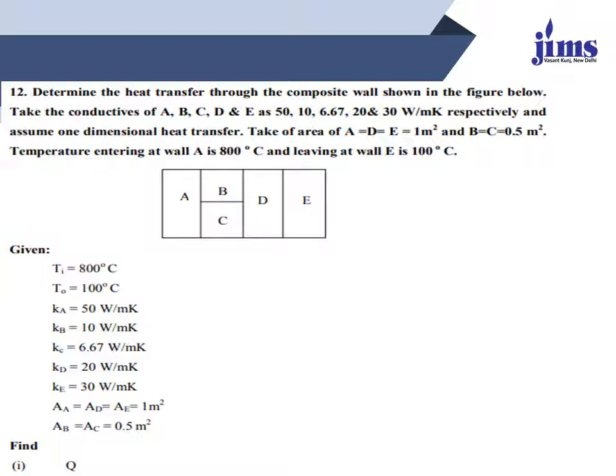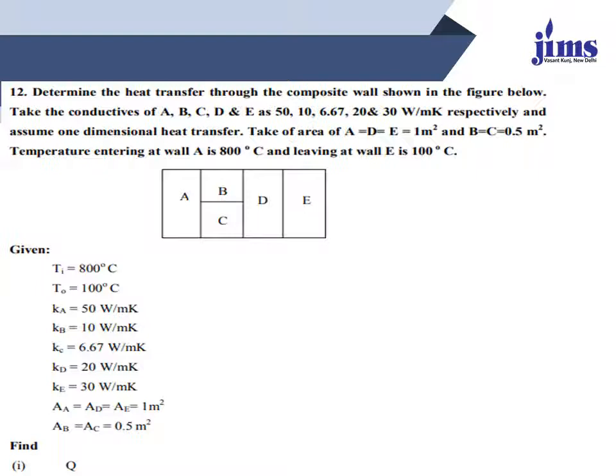Take the conductivities of A, B, C, D, E as 50, 10, 6.67, 20 and 30 watt per meter Kelvin respectively, and assume one dimensional heat transfer. Take the area of A, D, E equal to 1 meter square and B, C equal to 0.5 meter square, and the temperature entering the wall is 800 degree centigrade and leaving the wall is 100 degree centigrade. So in this case, A, D and E are the three walls having the same areas as given in the problem, which is equal to 1 meter square.